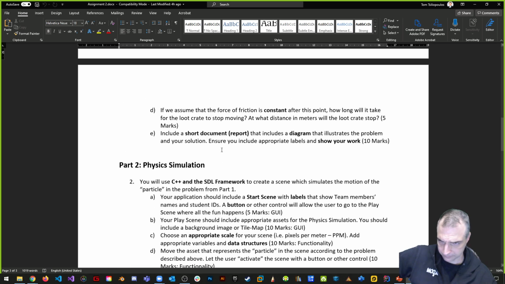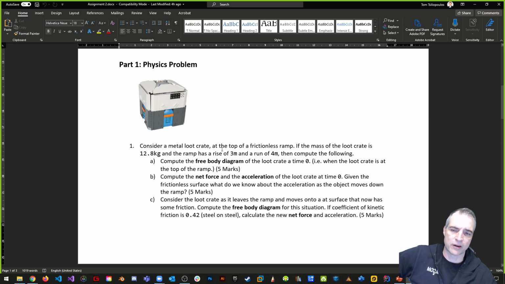What is this one? Consider a metal loot crate at the top of a frictionless ramp. If the mass of the loot crate is 12.8 kilograms, then the ramp has a rise of 3 meters and a run of 4 meters. I know, Star Wars, eh? It's just my thing. I don't know why it is, but I do this throughout.